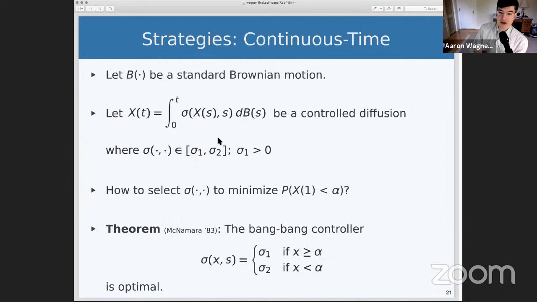There is a very clean theorem that describes the optimal controller, due to McNamara in 1983. He showed that the optimal controller is bang-bang. It switches between either using the minimum variance or the maximum variance, depending on whether you are above or below the threshold. So you play maximally timid or maximally bold, depending on whether you are above or below the threshold. You never use any of the intermediate variances which are available to you. It's not optimal to do that.